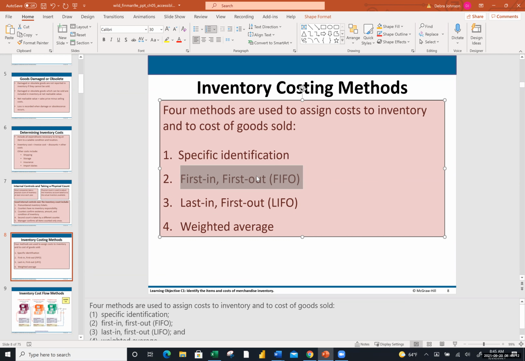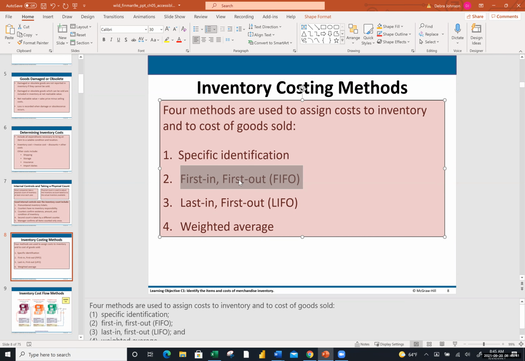I was at Sprouts or Smart and Final this weekend, so one of those pops in my head. But first in, first out is how they normally stock inventory in grocery stores. It means that, for example, on the milk, they're stocking it from the back so that the first ones in, the ones in the front, are the first ones sold.